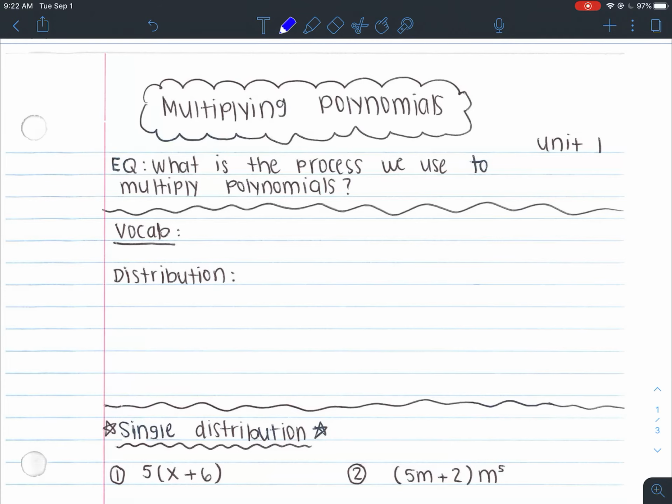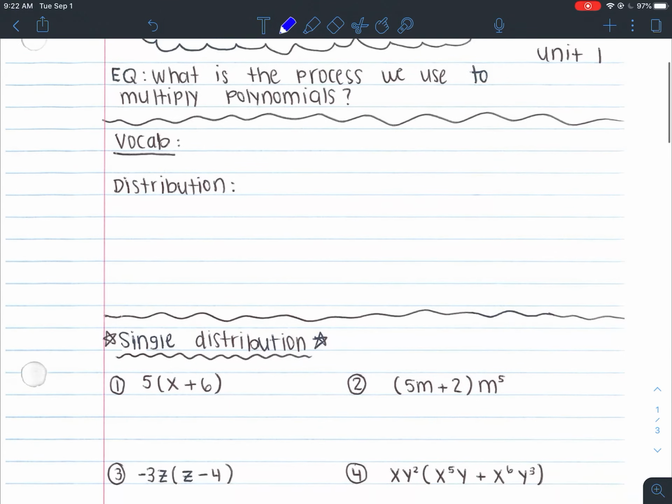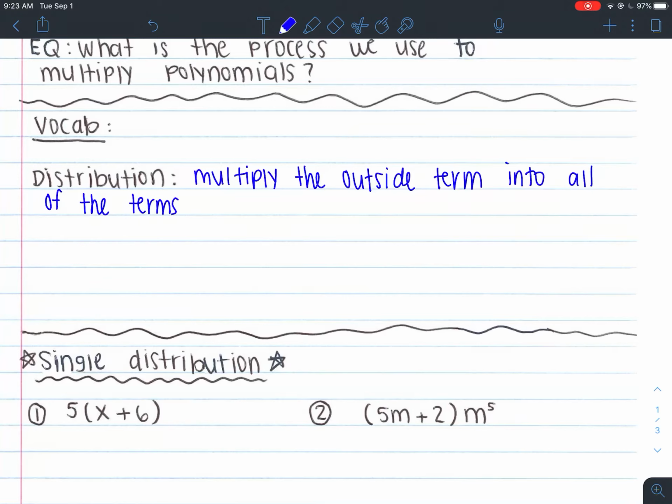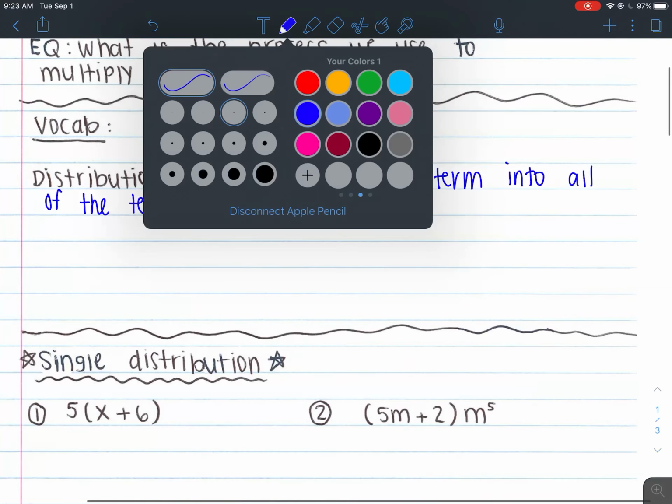So with distribution, I'm going to put this in terms that we would typically take. Remember, distribution is the operation of multiplication, right? So you multiply the outside term into all of the terms in the parentheses. Okay, so that's our definition, and I'm going to give you an example.